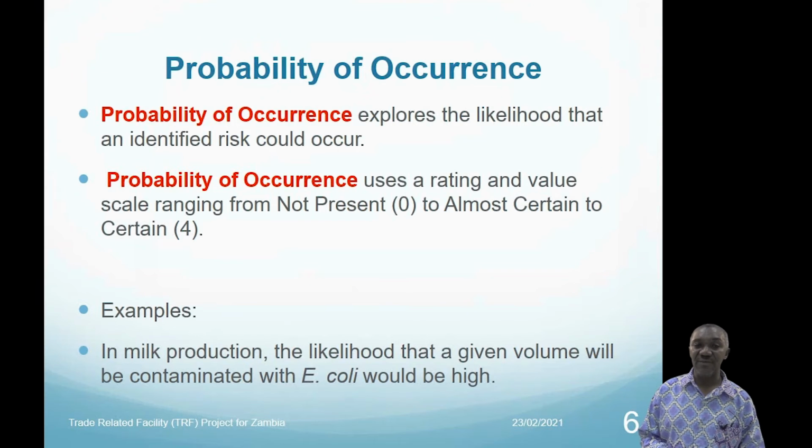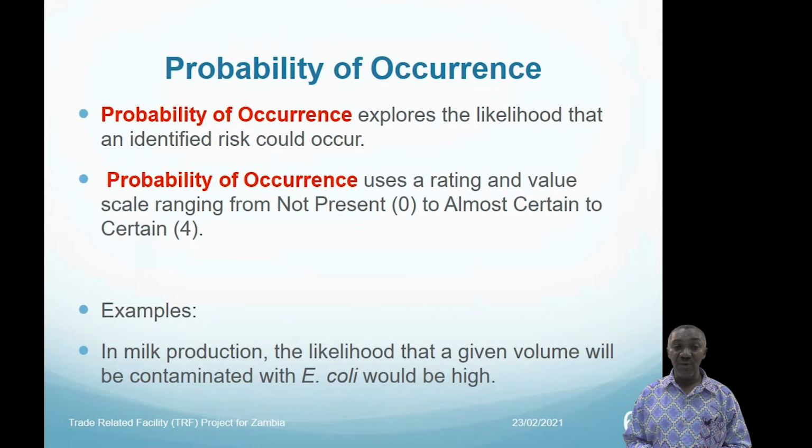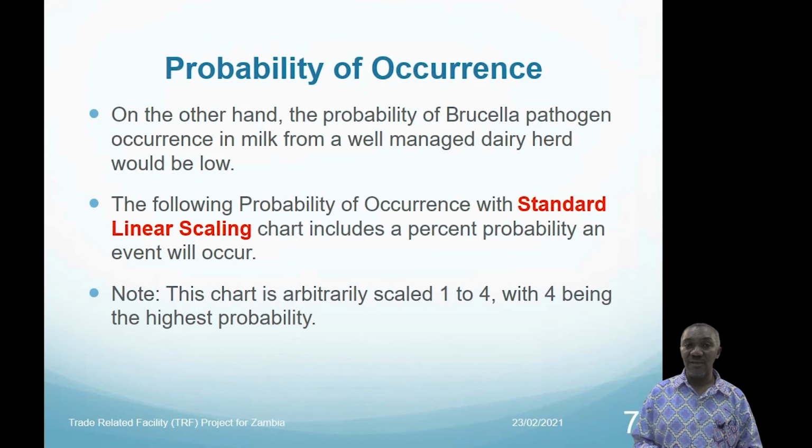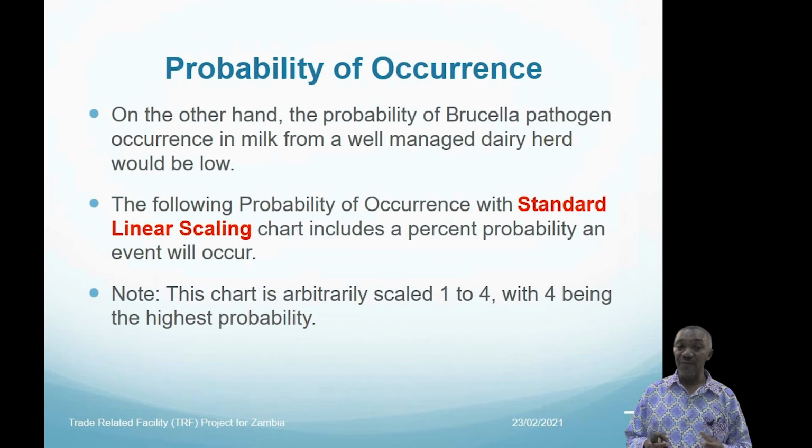Let me give an example, for instance, talking about E. coli in milk. In milk production, you may find E. coli, and E. coli is a common contaminant in milk. So if we look at the likelihood that E. coli will be found in milk, it's almost certain. So in that case, it will fall under the rating of 4. It's almost certain E. coli will be present. So on the linear scaling, the likelihood that E. coli will be present will be 4.